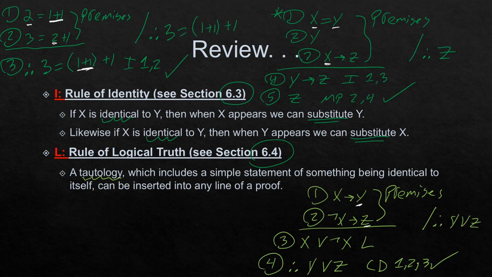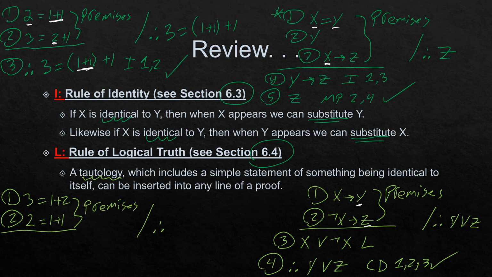Here's one more example. Let's say we're given the premise that 3 is equal to 1 plus 2, and we're also given the premise that 2 is equal to 1 plus 1. These are our premises, and we want to prove that 1 plus the quantity 1 plus 1 is equal to 1 plus 2. How can we do that? We're going to have to use the rule of logical truth.